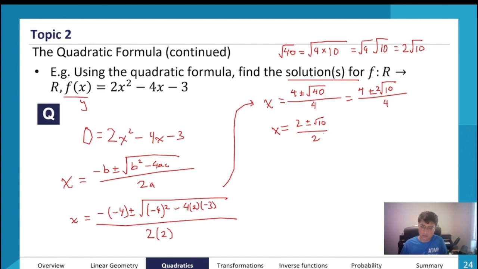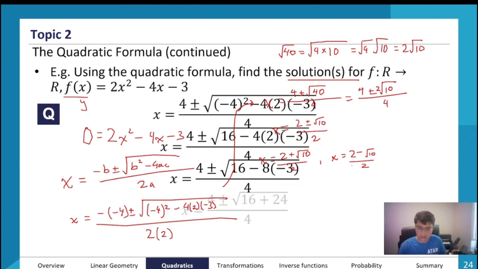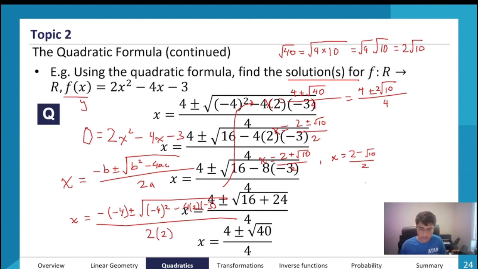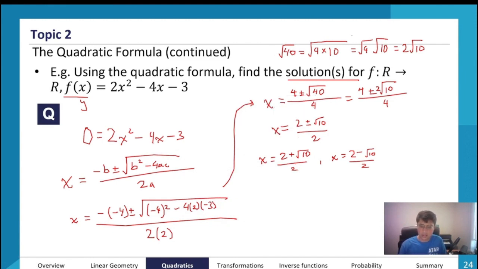So the final answer, you don't want to keep it in this form. You want to actually write it as two separate solutions. So we have x equals 2 plus root 10 over 2, and then we have x equals 2 minus root 10 over 2. Okay. All right, so there's the working there. Let's just make sure we've got the correct working. Yeah, there we go. The x equals 4 plus or minus root 40 over 4, and we've just gone ahead and simplified our answer a little bit more. All right, cool.